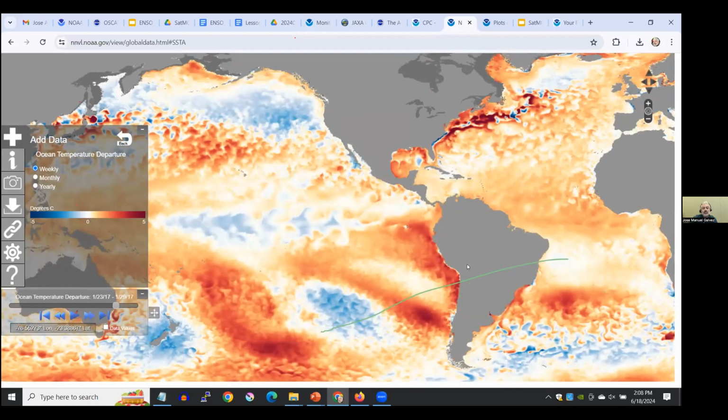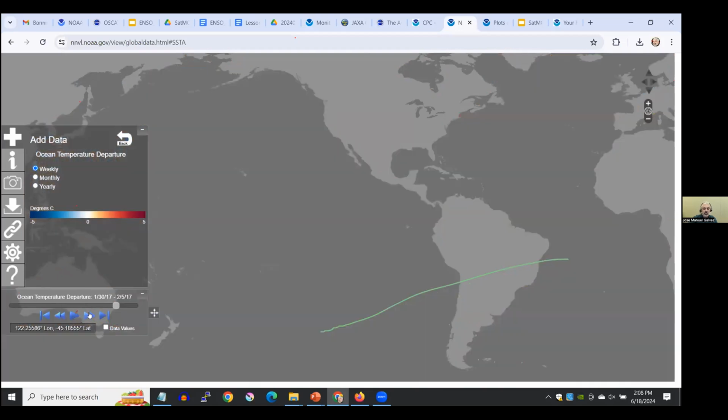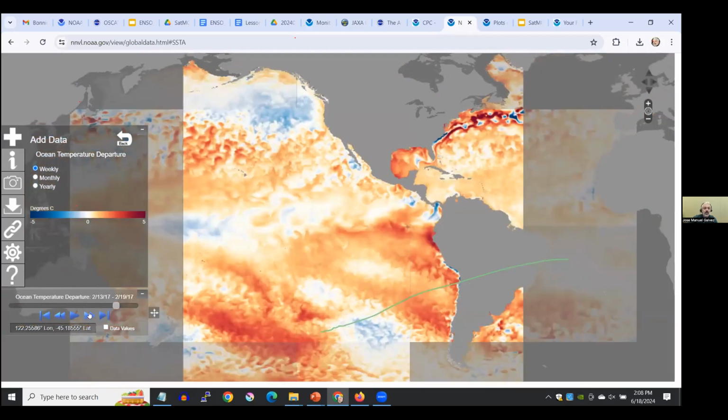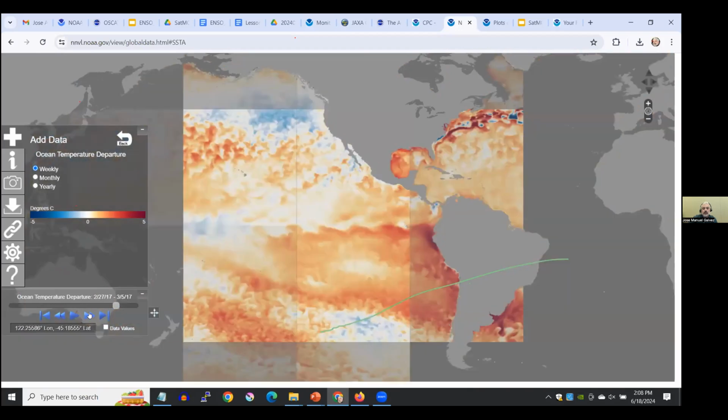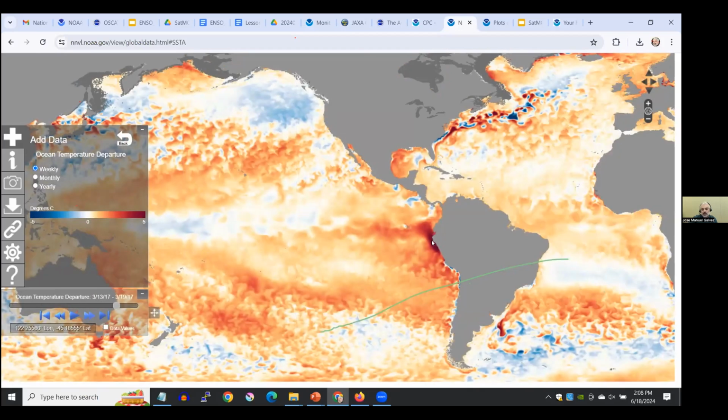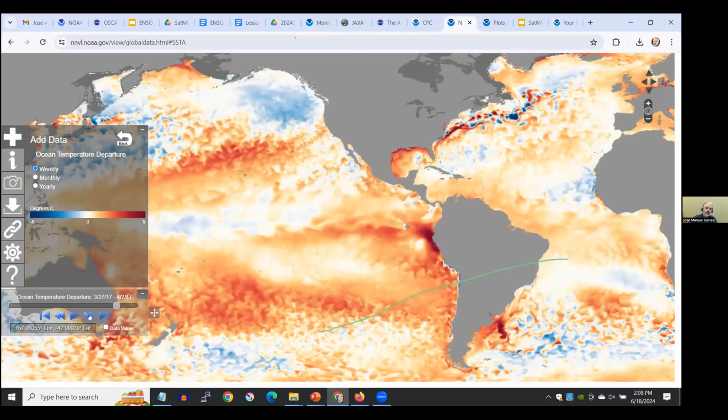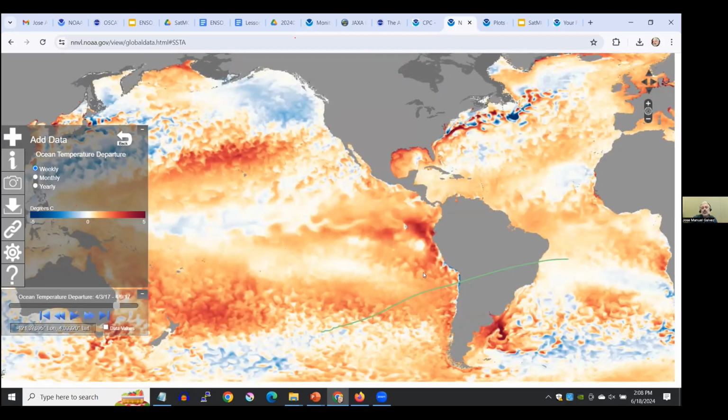But look what happened in January. In January, you had this sudden warming along the coast. And this stayed. Now we're in February. Now we're in March. Look at this. Now we're in April. So you have this very pronounced warming.